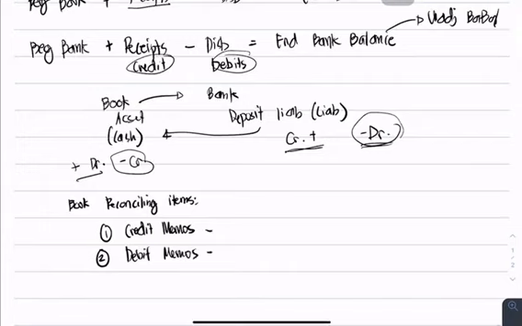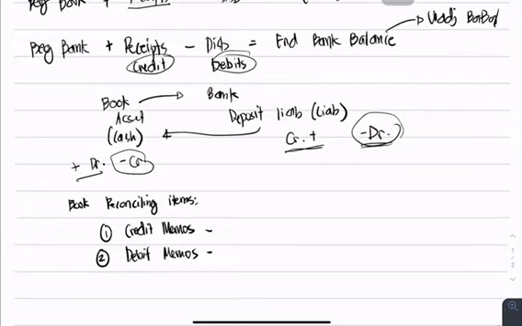Okay, so what are credit memos? These are memorandums from the bank which increase your bank balance. However, it is not yet recorded by the book. These are credits by the bank which increase your bank balance, however, not yet recorded by the book.